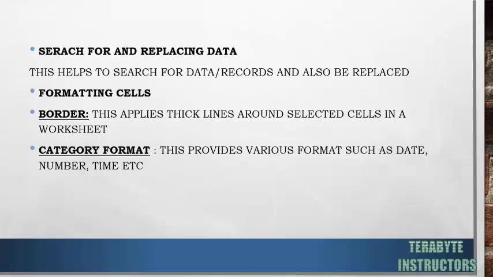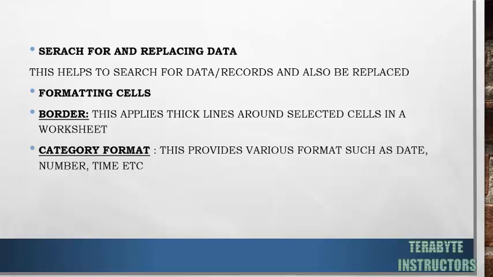Now the next thing that I want us to look at is called formatting cells. The first part there is border. If you look at your spreadsheet, you find that you see grid lines there. Those grid lines are not visible when you print your work. They are just there to give you a hint of how the cell looks. So you are advised to apply a border when you want to print your Excel or your spreadsheet.